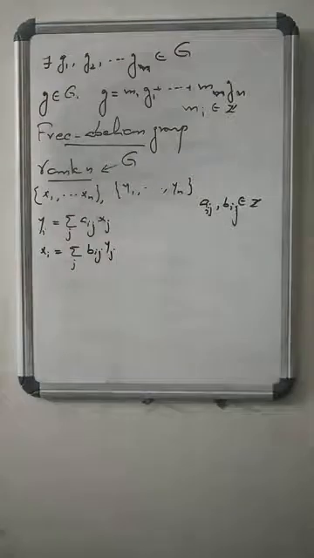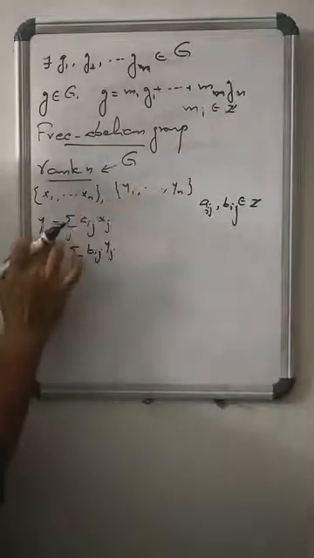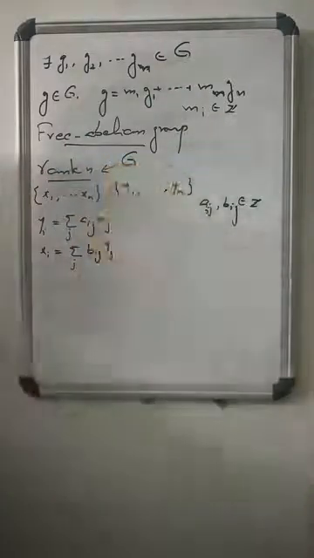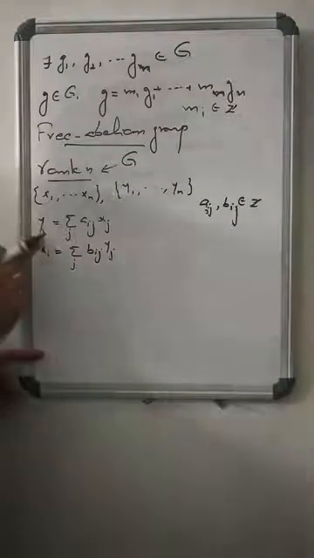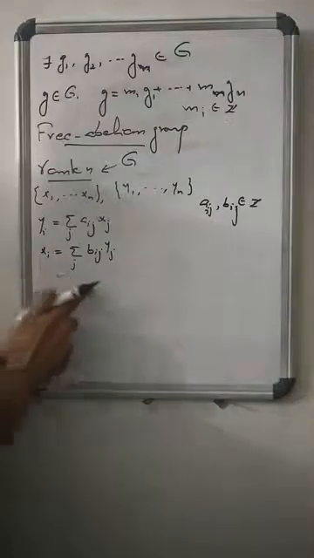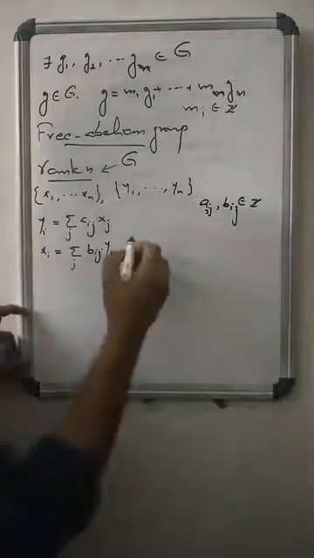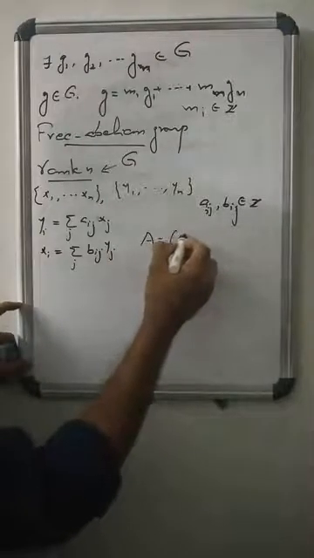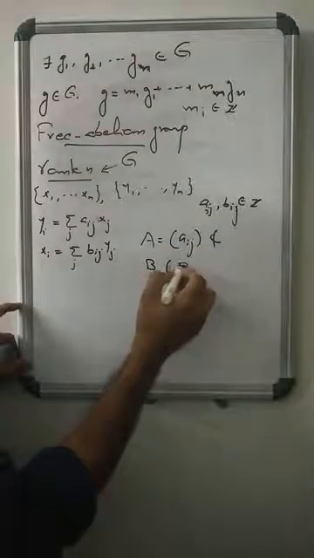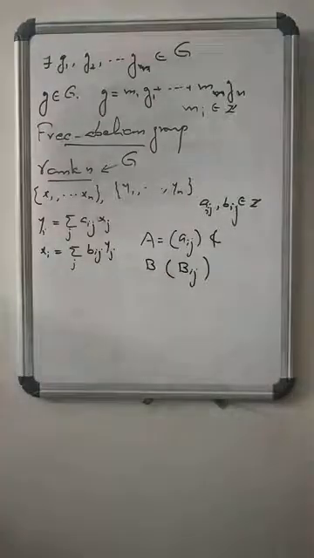Consider these linear combinations. Here x1 etc. xn, y1 etc. yn are the bases of G. Then any yi can be expressed as a linear combination of the xj's, as well as the xi's being linear combinations of the yj's. So consider the matrices A equals matrix aij and B equals matrix bij.